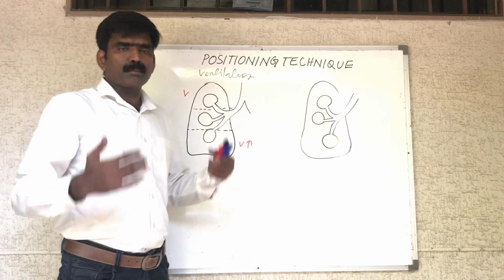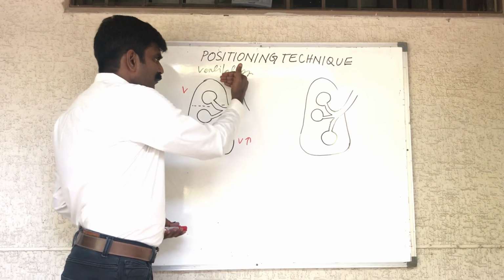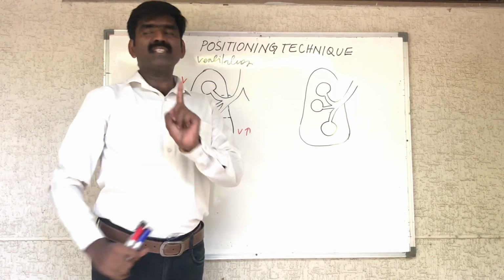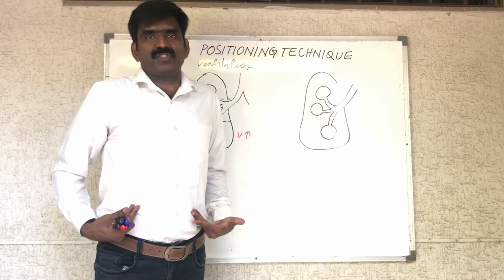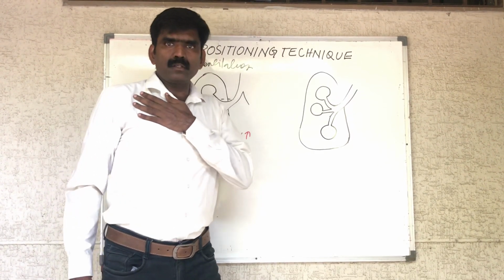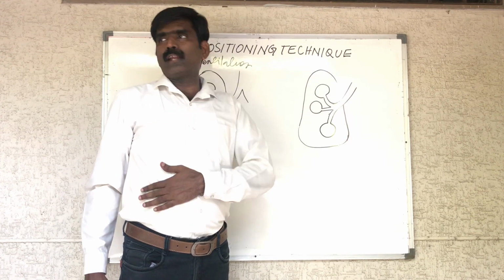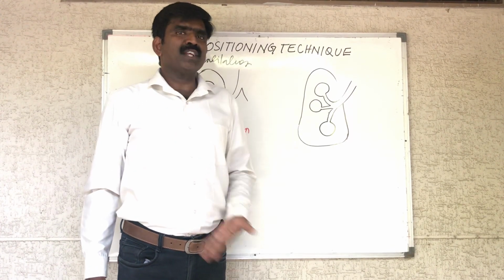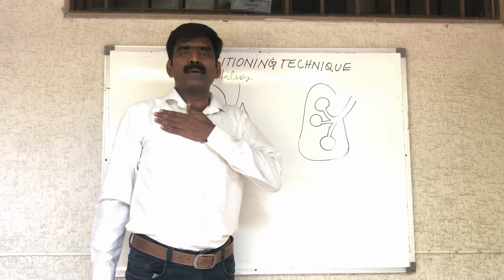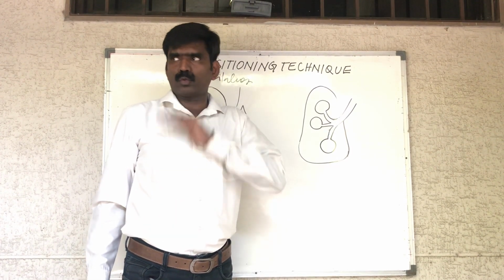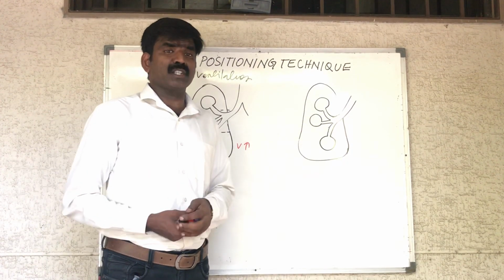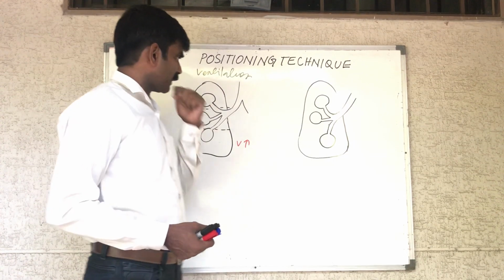The ventilation progressively increases from upper lobe to lower lobe in upright standing position. Suppose I am standing straight, my upper lobe receives less ventilation when compared to the middle lobe and lower lobe. In other words, the ventilation increases progressively from upper zone to lower zone. Clear? In upright standing position, and again it changes from position to position. We are talking about upright standing position.